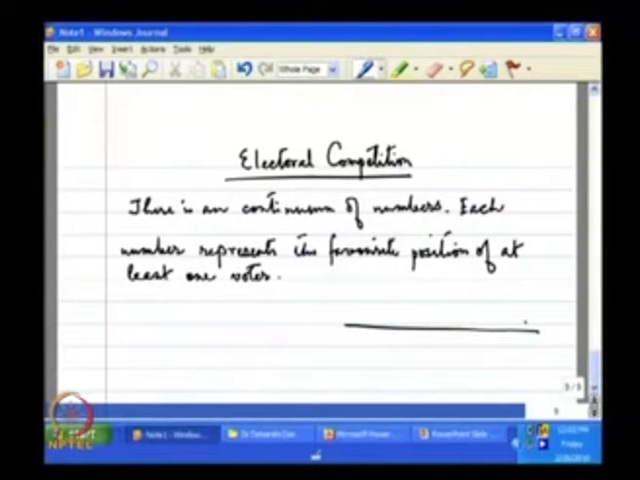In this real line, if I pick up any point, then this point represents a number. This number will be the favorite position of at least one voter. So, we can imagine that each point in this real line is basically corresponding to at least one voter. There can be more than one voter who has the same favorite position. Now, when we say favorite position, what exactly do we mean?